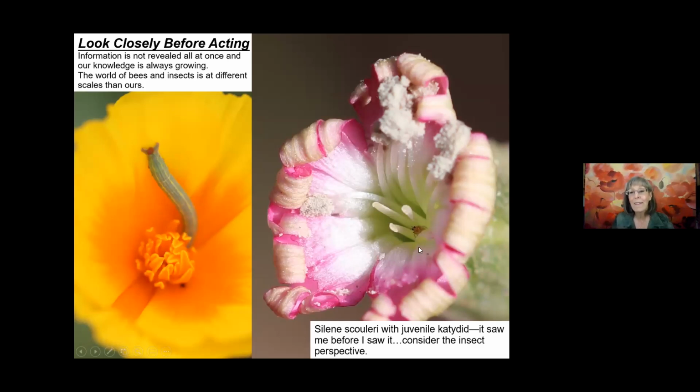And that was nicely illustrated. I was taking a picture of the Silene here, and I was taking it mostly for the pollen, but I later noticed, looking at the photograph, that there was a tiny juvenile katydid staring at me, seeing me before I saw it. It did not reveal itself until later, and that's kind of the nature of knowledge.